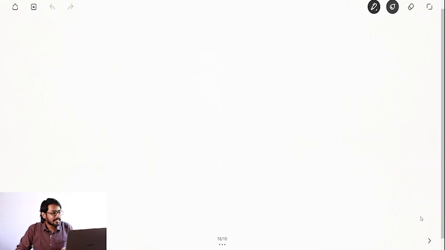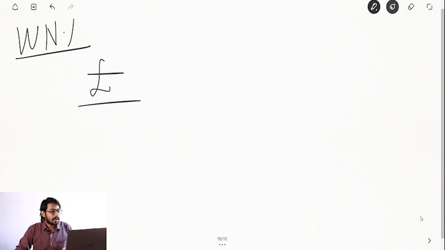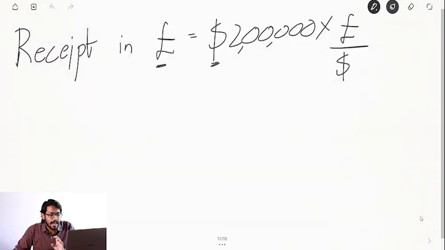I am really regretting the small screen size now. Working note 1. You need pound by dollar. You can find dollar by pound also, but then you have to divide. Better to find pound by dollar, because then you can directly multiply. If you find dollar by pound, then you have to divide. Let's go to pound by dollar.